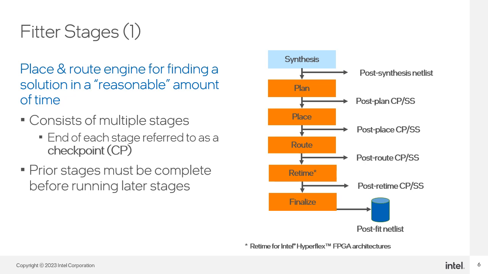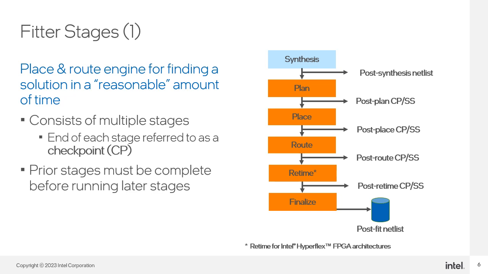The retime stage is reserved only for Intel HyperFlex devices, such as the Intel Stratix 10 and Intel Agilex 7 FPGAs. The stage will move register placement locations to help balance propagation delays based on the timing constraints that you have entered for your design. This stage takes advantage of hyperregisters, registers unique to the Intel HyperFlex architecture. And lastly, the finalize stage is where post-routing timing optimizations happen.